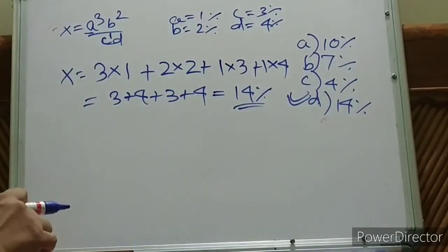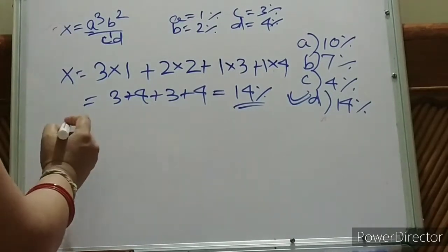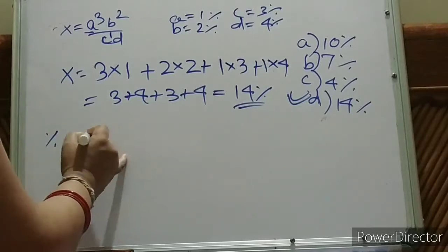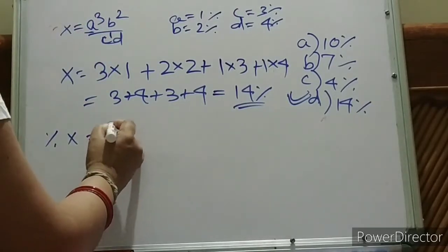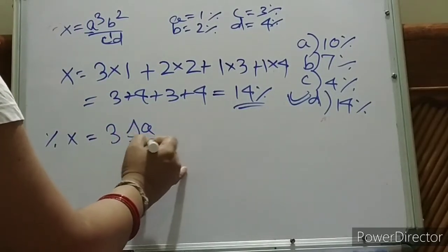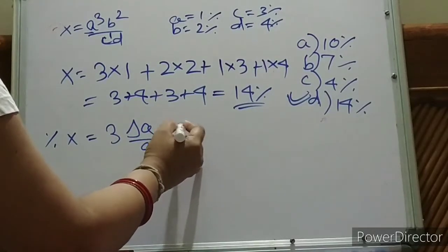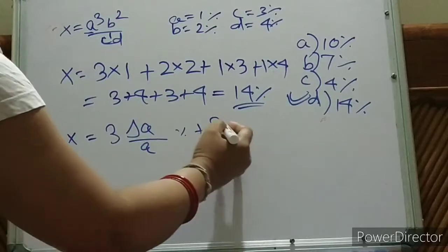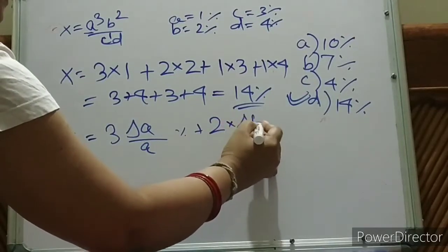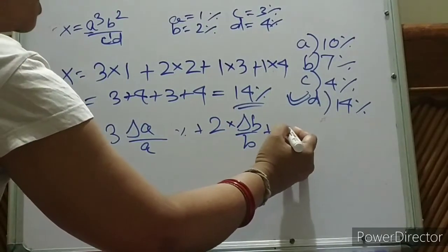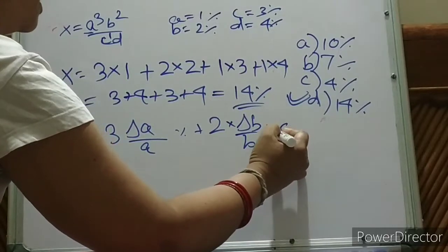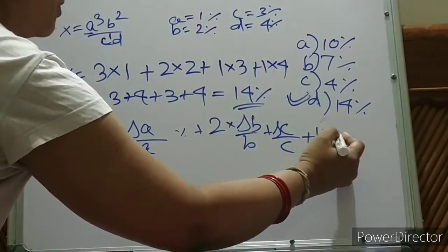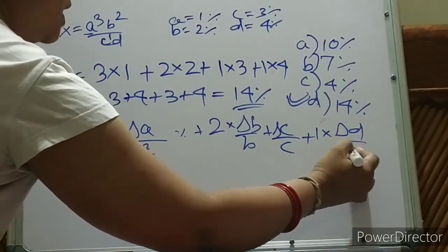14%. Have you remembered the formula? Percentage error in X. What is the formula you write? 3 delta A by A into 100%, that means percent. Then 2, that is your formula, na? Delta B by B. Then plus C, delta C by C, since power is 1, plus 1 into, if you are getting confused, you can write like this also.